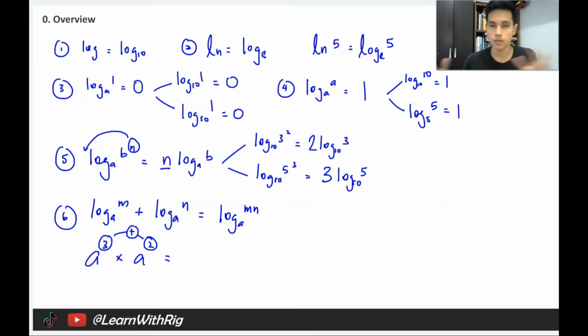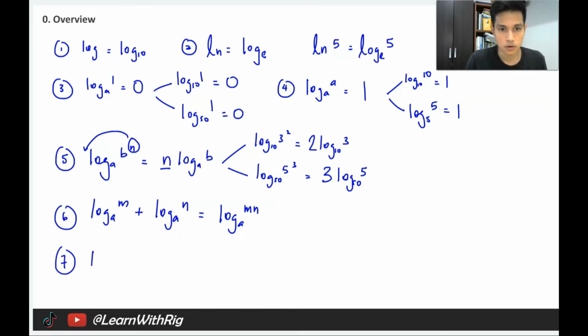Okay, so m and n you multiply. If it's divide, if it's minus, you have to divide. So this is one of the properties that you have to know. The seventh one is basically the dividing one. Let me write this down: log m base a minus log n base a.